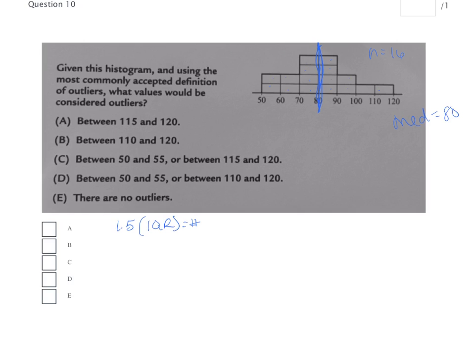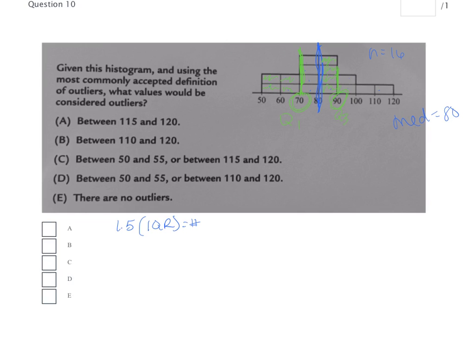All right. So now I need my Q1. Half of 8 is 4. So now I can say, okay, if I count out 4, so there's 1, 2, 3, 4. So my Q1 should be 70. And then I'm going to do the upper half. So above 80, 1, 2, 3, 4. So my Q3 is 90.